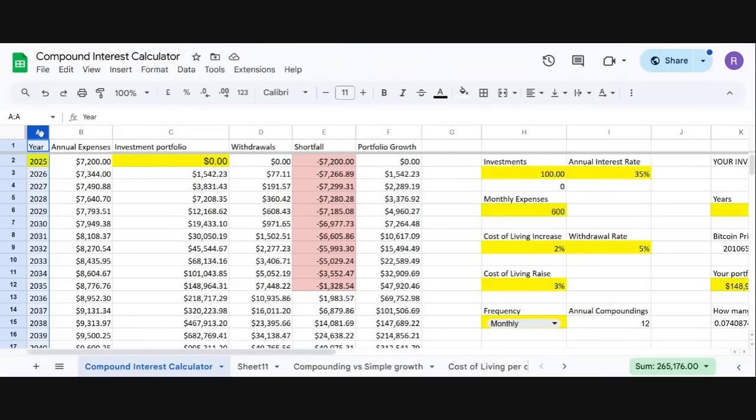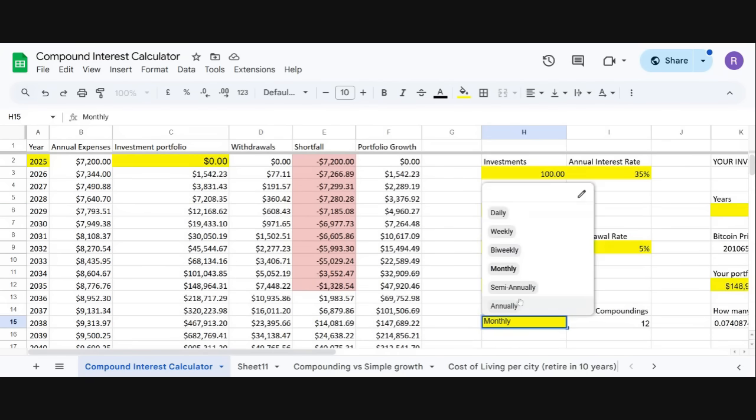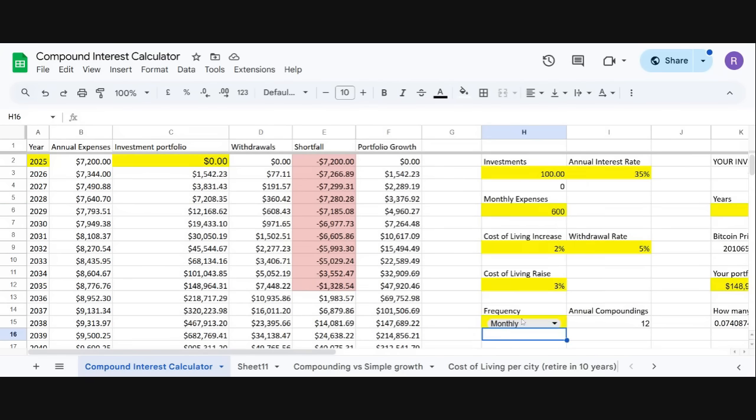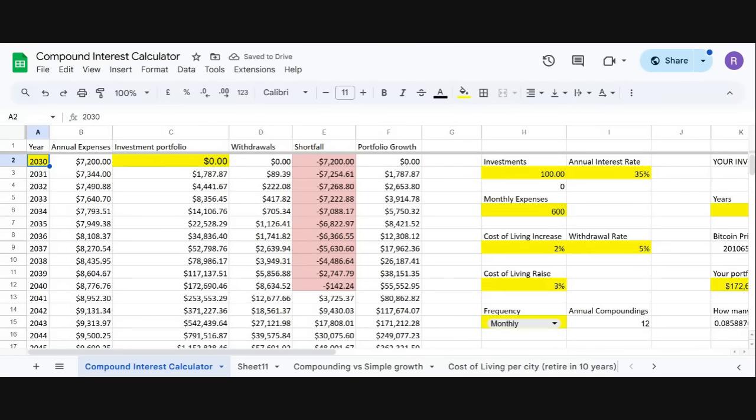So what we see here, the first column, keep in mind that you only want to change the things that are in yellow. You can use the drop-down menu for frequency, but you only want to change the things that are in yellow. The first column here is the year, 2025. You can change this to whatever you want. Let's say you're watching this video in 2030. Go ahead and change it to 2030.